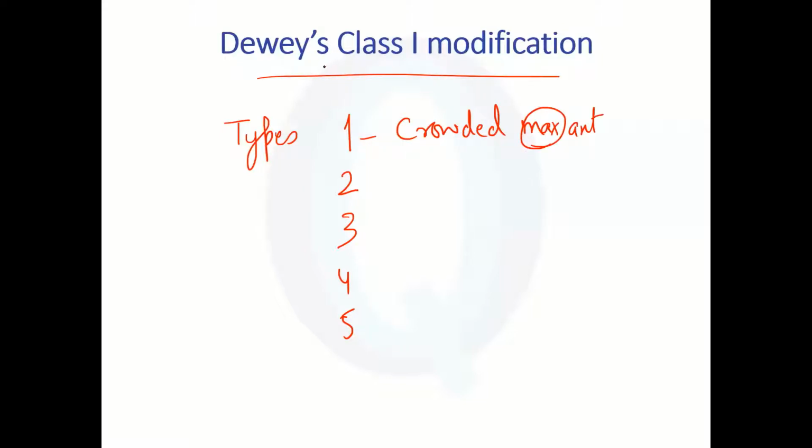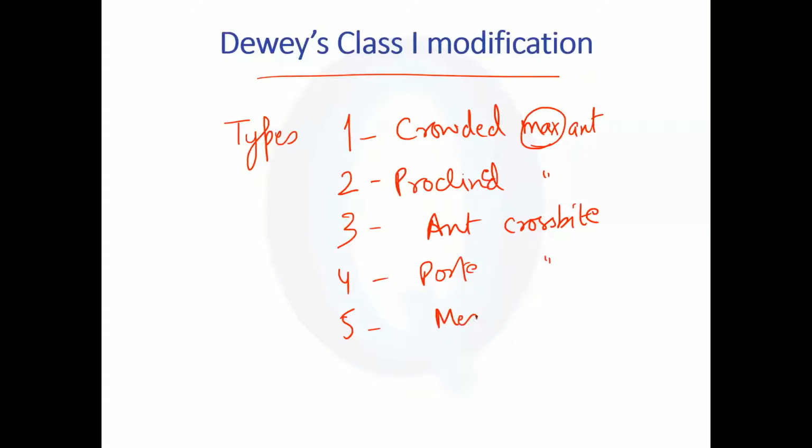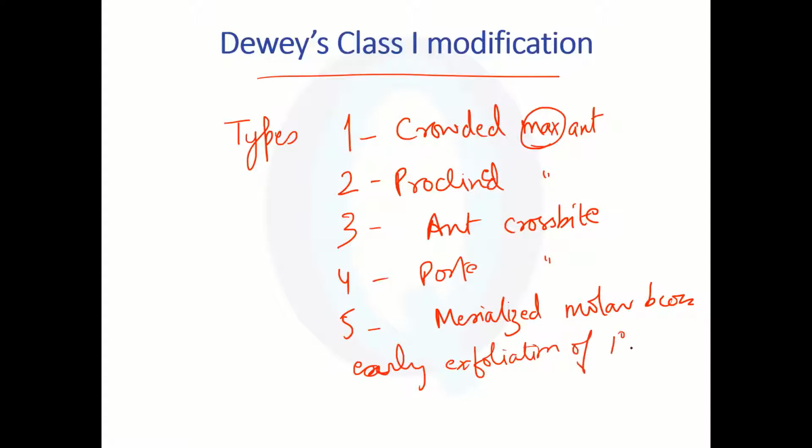So Dewey made the modifications. First was crowded maxillary anterior teeth. Next was proclined maxillary anterior teeth. Third was anterior crossbite. Fourth was posterior crossbite. And fifth was mesialized molar because of early exfoliation of primary molar. Okay, so you need to remember these Dewey's class 1 modifications.